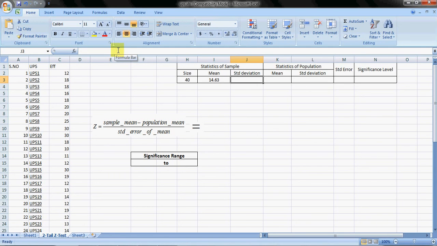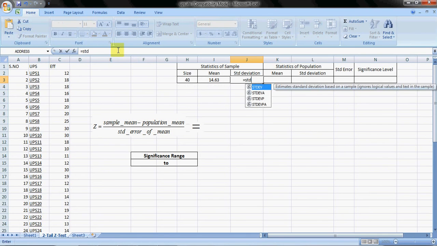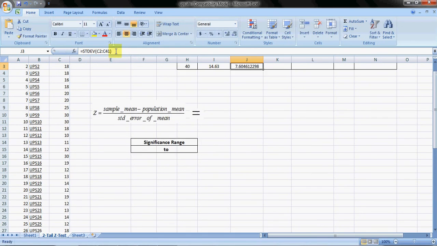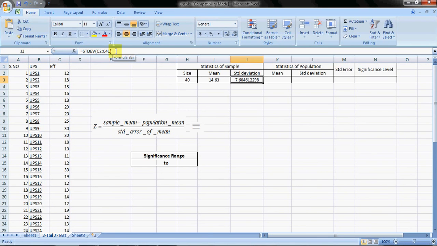Now we want to compute the standard deviation. To compute the standard deviation, you can use this formula: equal to STDEV, bracket open, again the same numbers. Control Shift down arrow key and then close the bracket. So here is the standard deviation of your sample.